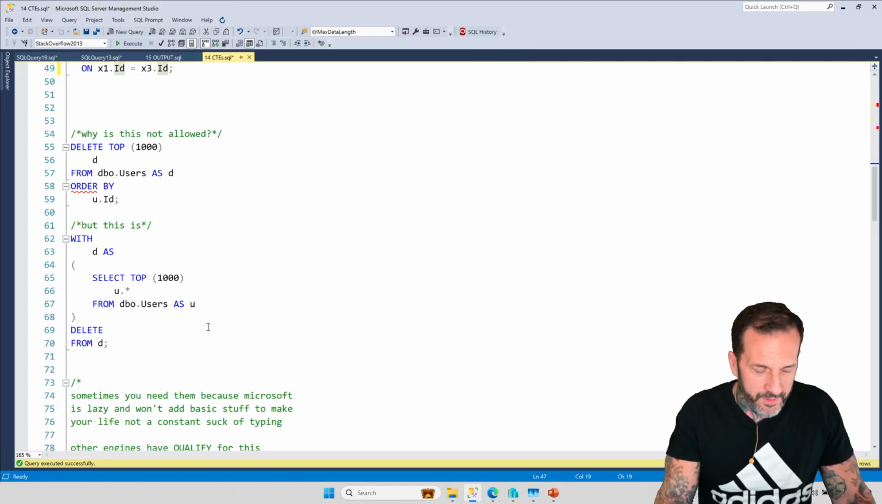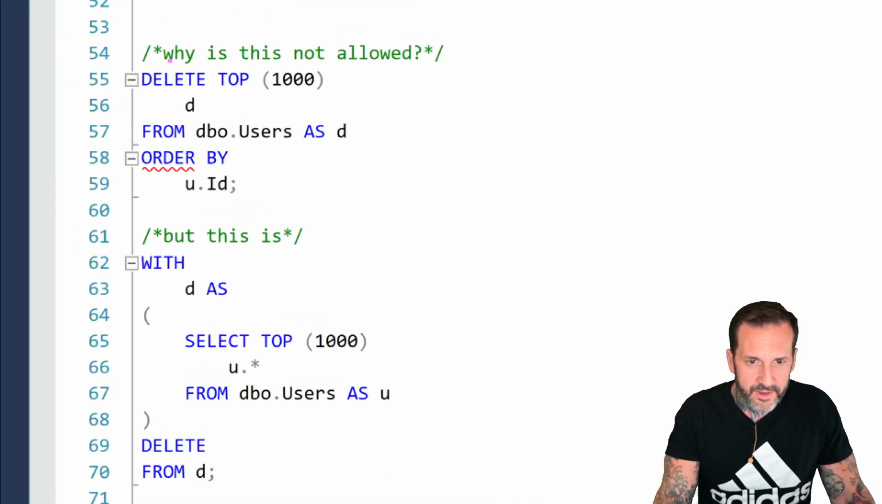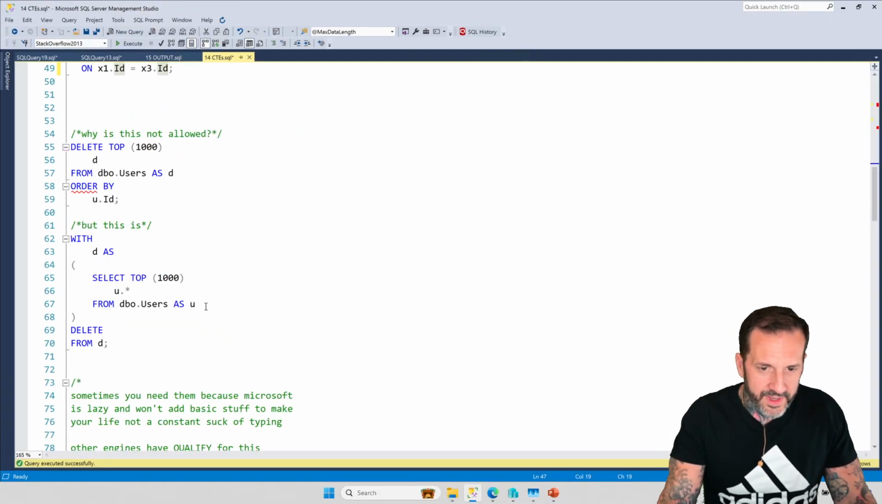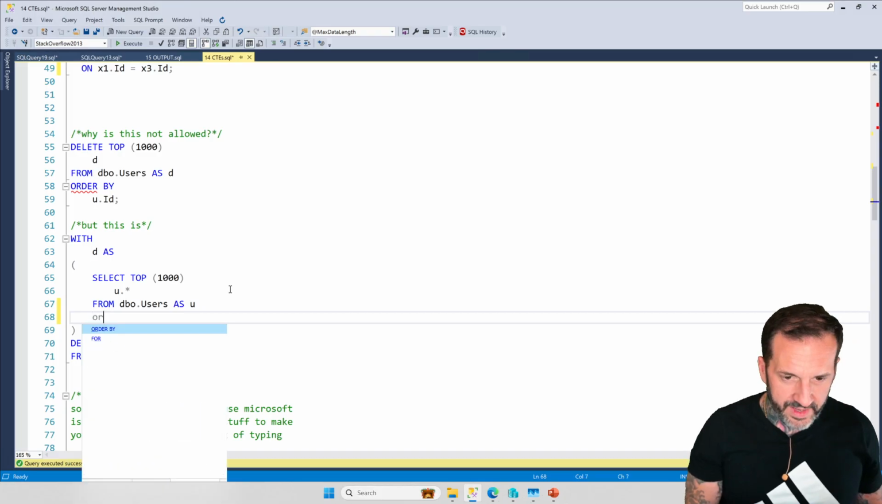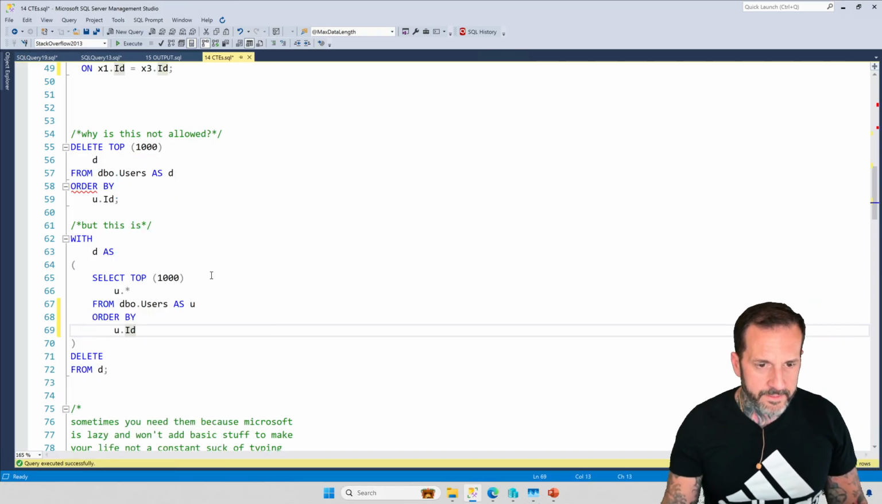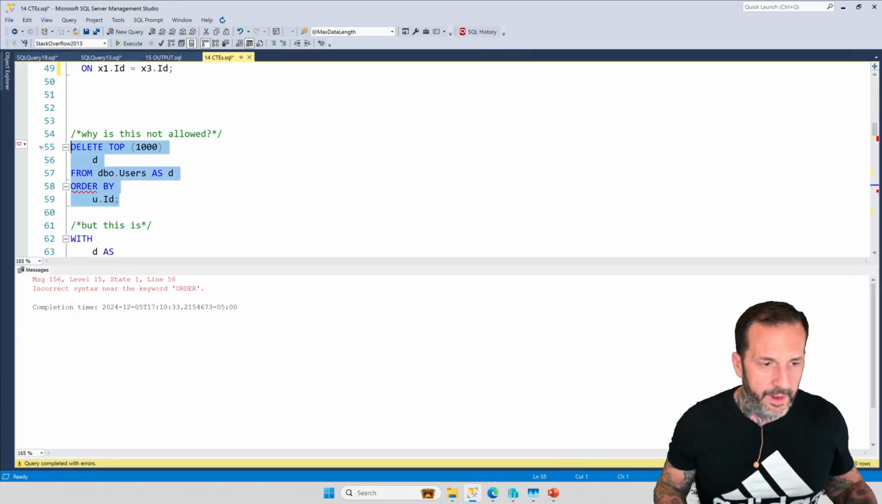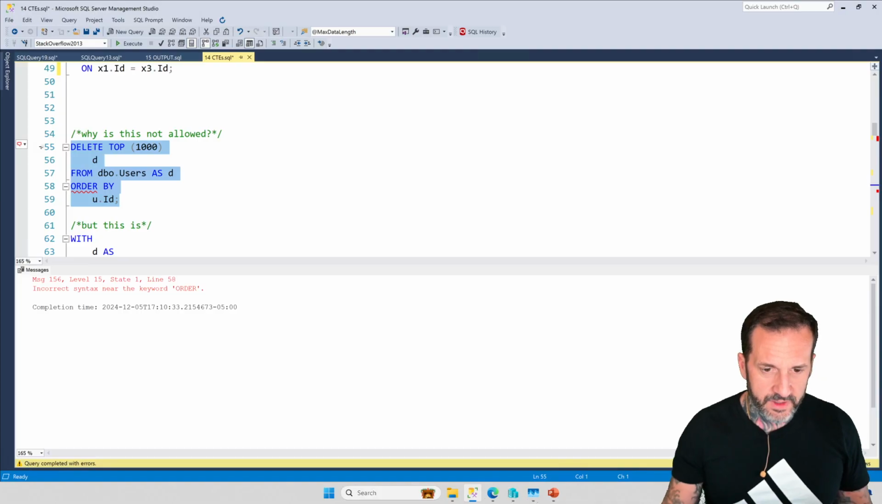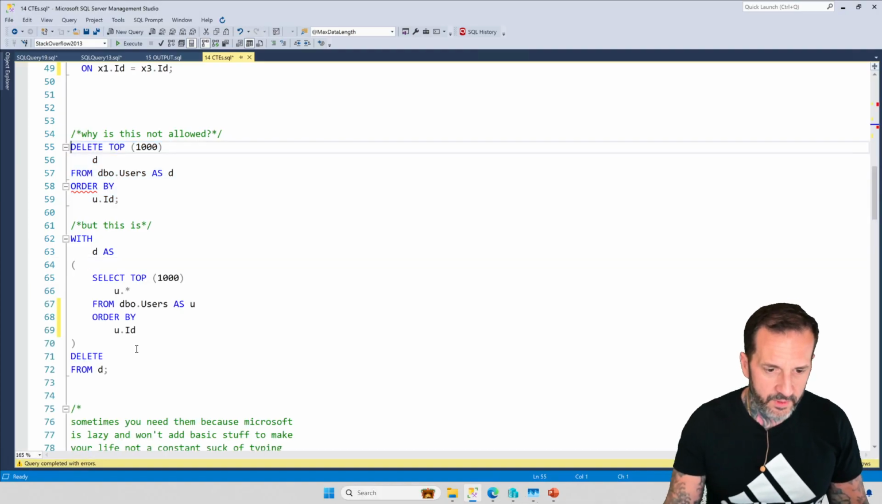So this is what I was talking about with deletes. You cannot do this, right? You can't have that in there, but we can have that in here. If we add an order by u.id, this is completely valid, where this is not. This will say, no ordering for you.